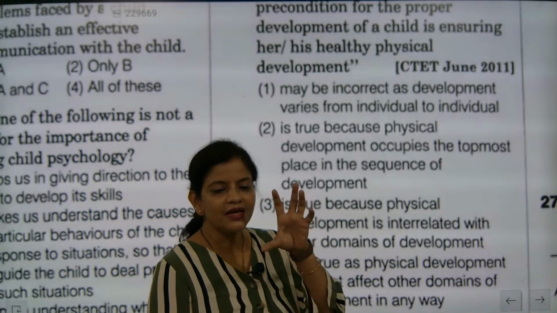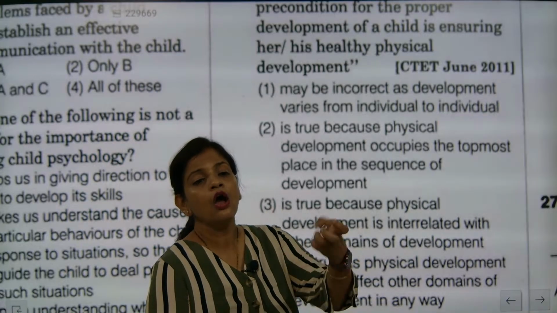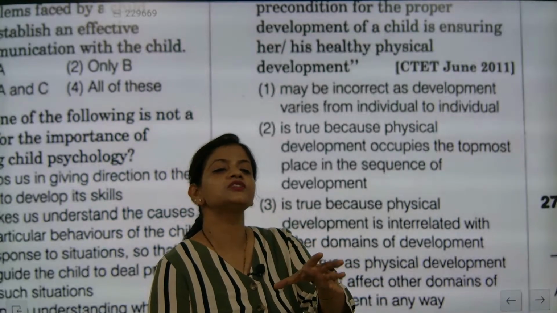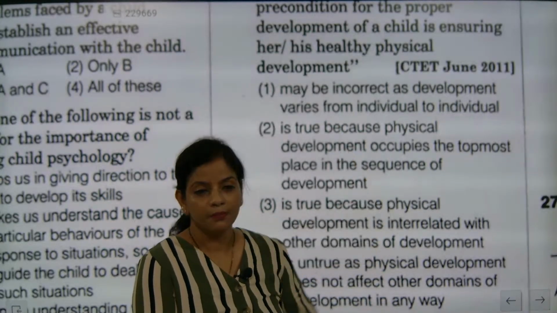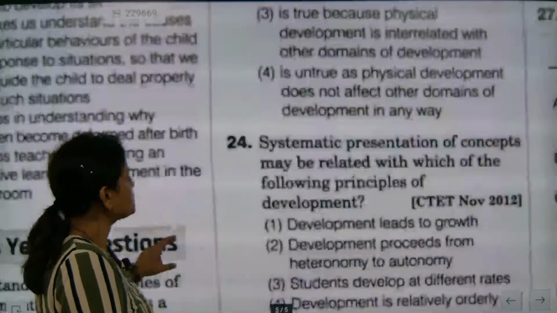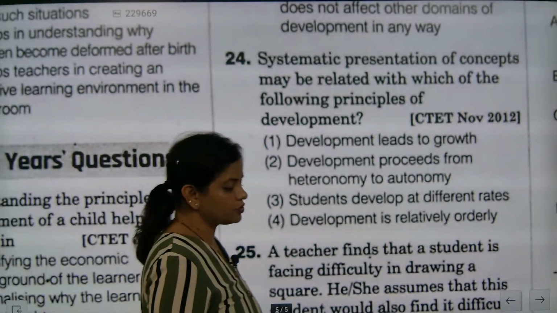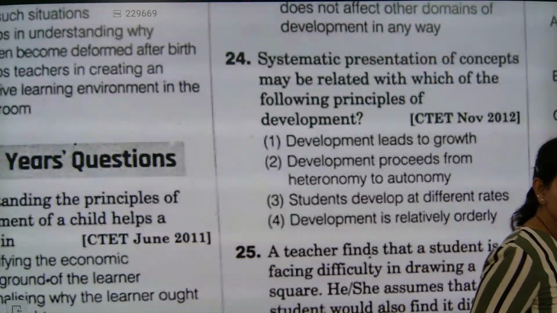You will feel the impact of the surrounding or the internal strength in the face or the physical appearance of that person. Understood? Next question, 24th. Go for 24th question.